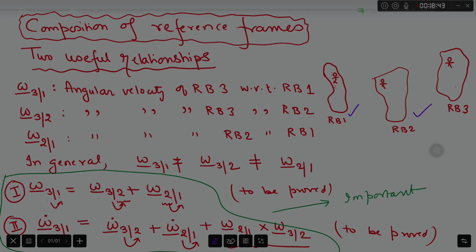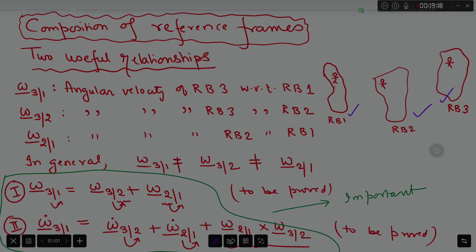As RB1, RB2 and RB3. In context of these three RBs, these three reference frames or these three rigid bodies, there are two useful relationships that we want to derive. But before I derive those relationships, let's remind ourselves of the symbolic notations for the different angular velocities that exist in the context of these three RBs.